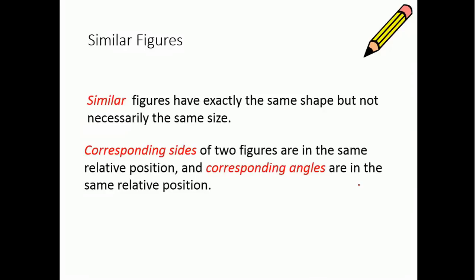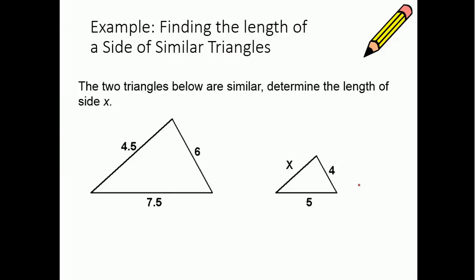Corresponding sides of these two figures are basically the same side. If you put them together and they would look the same, those sides are corresponding. Corresponding angles are in the same position on your figure or your polygon. So let's take a look at this. I have two triangles below that are similar, and I need to find the length of side x. So I need to find this length here.